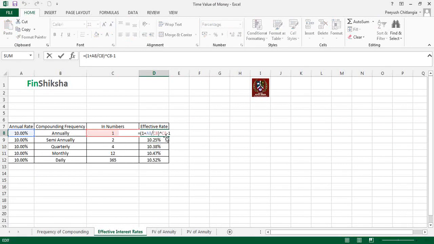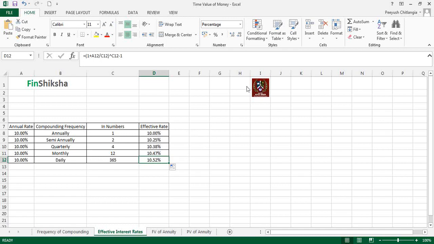And you will note that here we have put in the formula. So the formula says the effective interest rate is 1 plus the annual rate divided by the number of periods, raised to the power of the number of periods, minus 1, right? So that's 10%. If I drag this down, we will get these formulas, right? So 10% divided by 365, raised to the power 365, minus 1 gives me the daily compounding number.